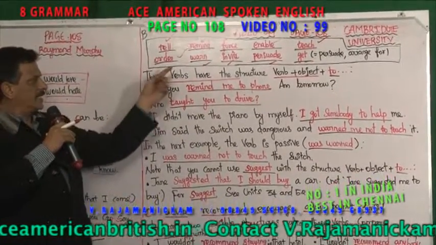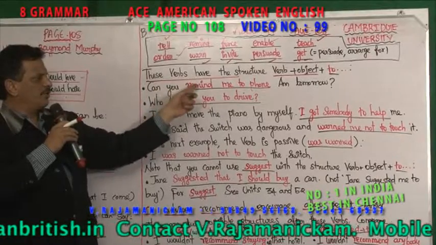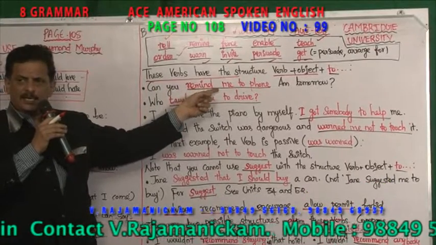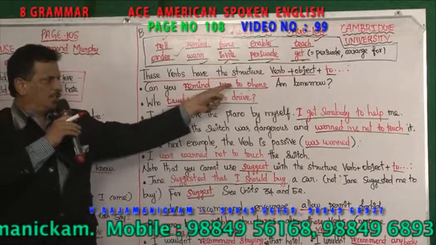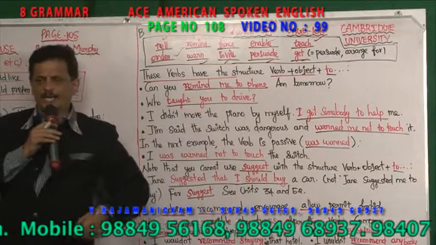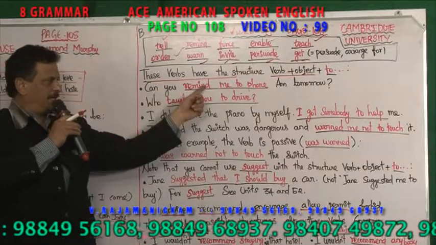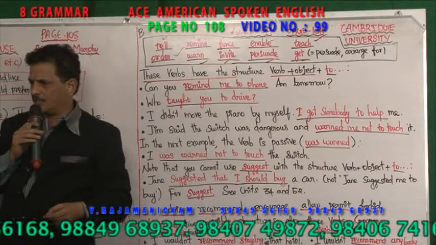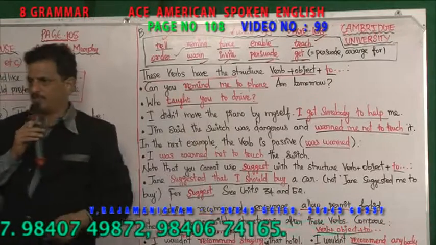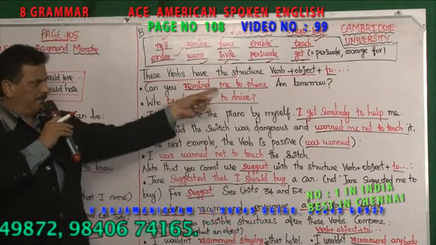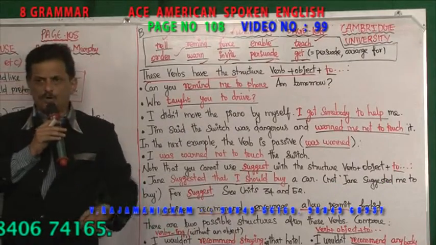Tell, or say, take for example, remind. Can you remind me? After remind, it takes an object. Can you remind me to phone Ann tomorrow? After remind, what comes? An object comes, isn't it? Me. So all these verbs take an object plus "to" plus present tense verb. Can you remind me to phone Ann tomorrow?